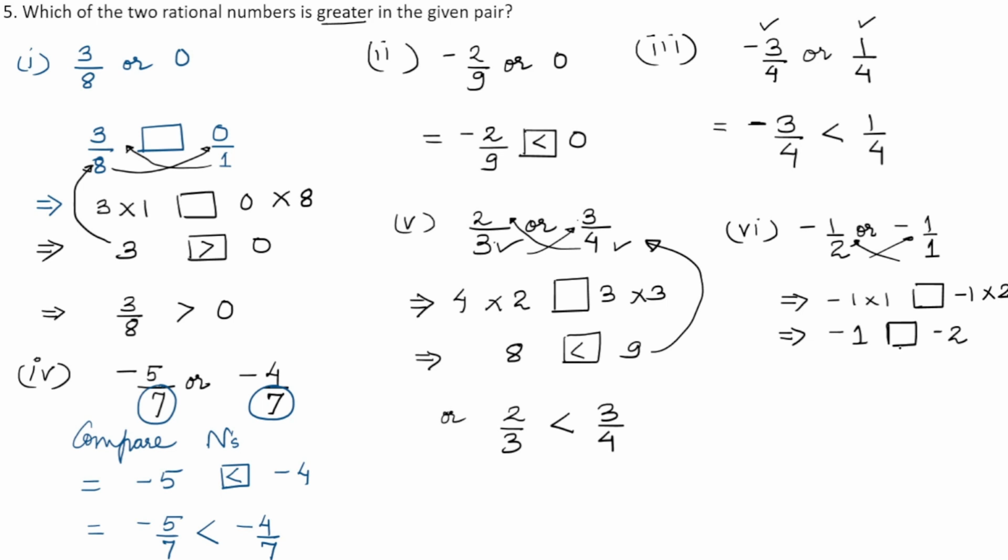Now, which among these is greater? So obviously minus 1 is bigger than minus 2, and minus 1 belongs to which side? Minus 1 by 2's side. So you get here minus 1 by 2 is greater than minus 1. So this is how you solve question number 5.